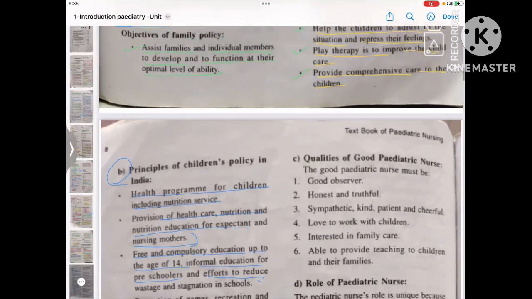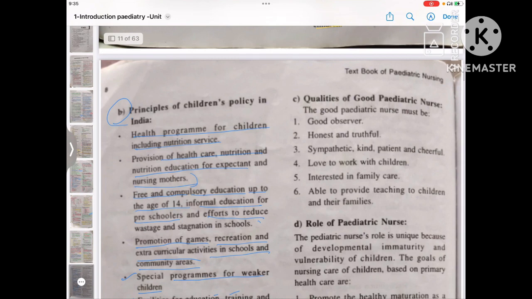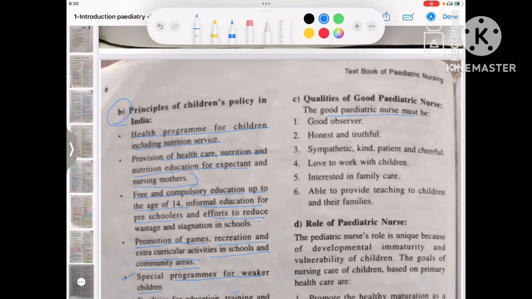Next we will move to the qualities of a good pediatric nurse. As we have seen already, some of the qualities, again we are going to see them. What qualities should a good pediatric nurse have? They should be a good observer, observing everything that is going on in the case of children. The nurse should be very observant. If there are minute signs and symptoms or any abnormality, they should find it out.